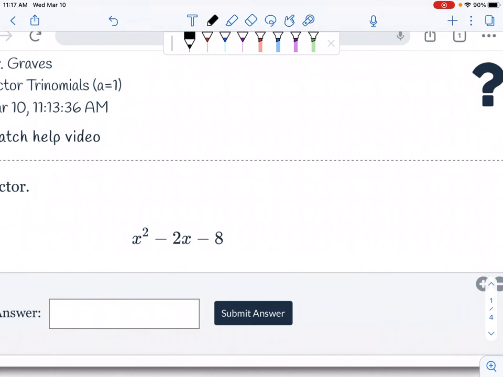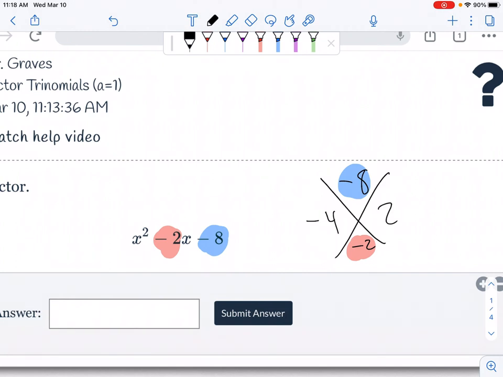In our next one, we're going to have a negative 8 on top, a negative 2 on the bottom. So my negative 8 came from here, and my negative 2 came from here. And we're looking for what would multiply to make negative 8 and combine to make negative 2, and it would be a negative 4 times 2. So x minus 4 times x plus 2. This negative 4 and this negative 2, that's where I got these from.